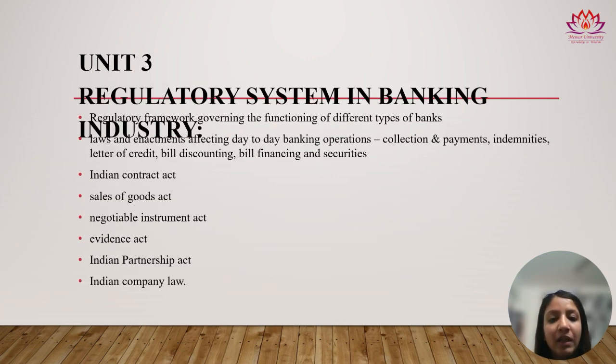In unit number 3, it is shown the regulatory system in banking industry, in which we will be covering these subtopics: the regulatory framework governing the functioning of different types of banks, laws and enactments affecting the day-to-day banking operations, that is the collection, payment, bill discounting, bill financing and securities, etc. We'll also be discussing various acts like the Indian Contract Act, its various provisions and features, the Sale of Goods Act, the Negotiable Instruments Act, the Evidence Act, the Indian Partnership Act and Indian Company Law.